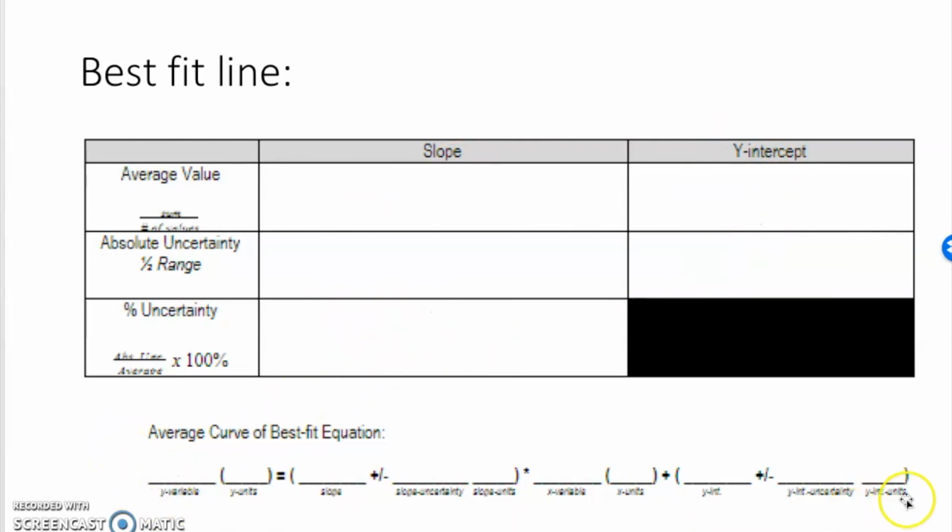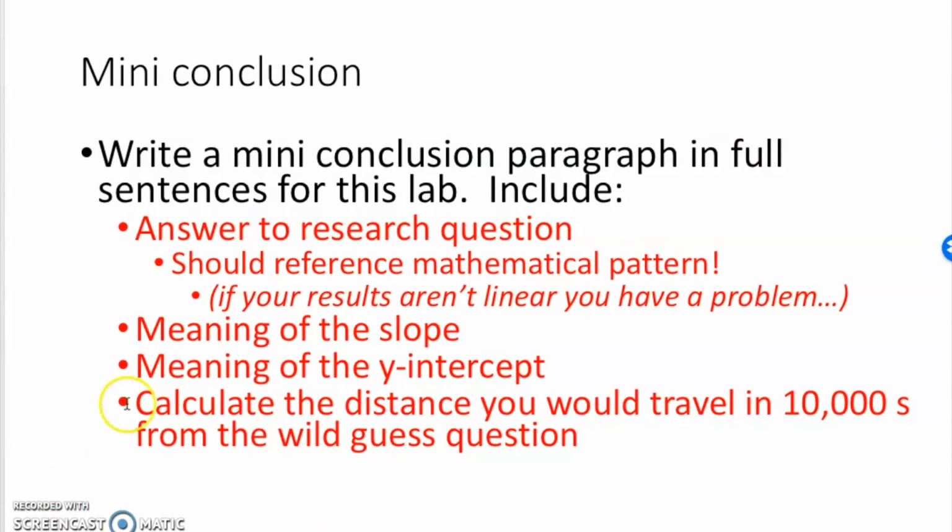Then you're going to want to go ahead and make your average curve of best fit equation. Notice that it has the same thing with y variable and y units. Our slope has an uncertainty, both of those have units, and so on. And you want to make sure to record this in your lab notebook.